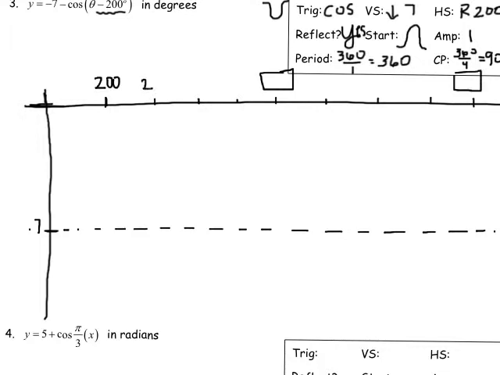Add 90, so that's 290, 380, 470, 560. Add 90 is 650. Sorry. Oh my gosh, I don't want to erase all of that. Okay, I'm just going to write right over that. 650, 740, 830, and 920.